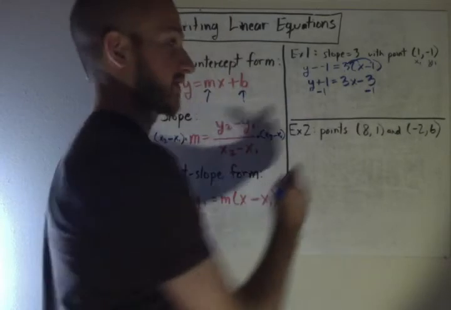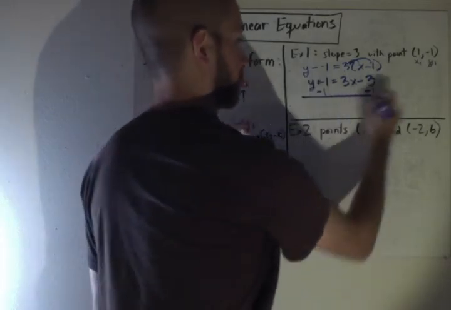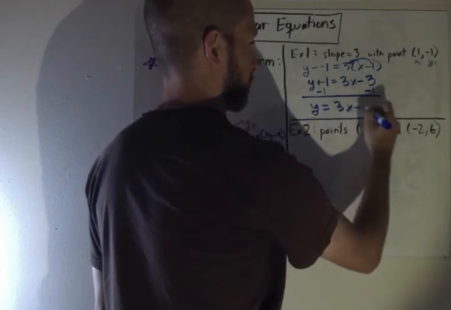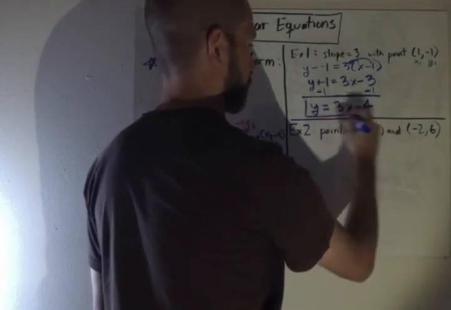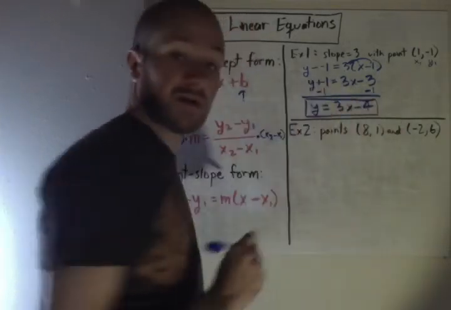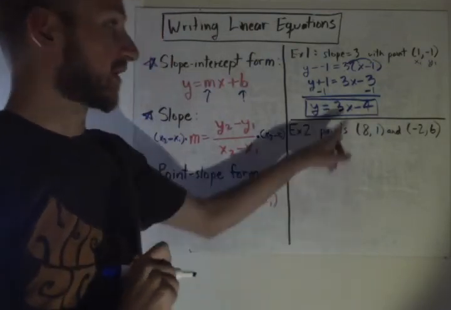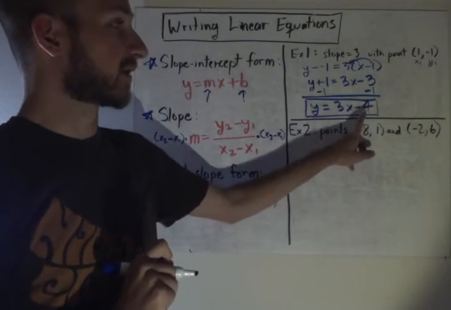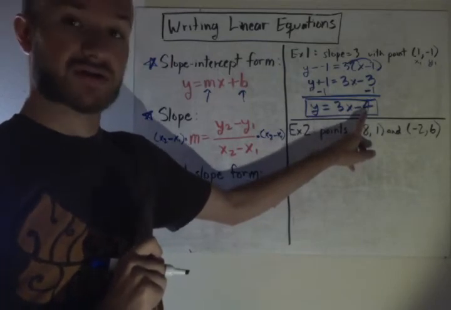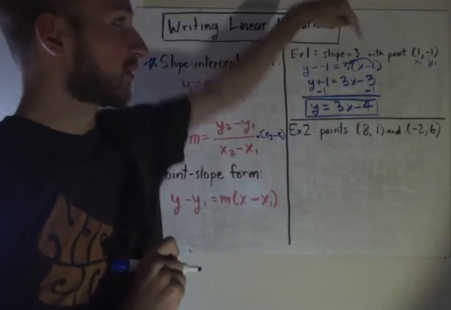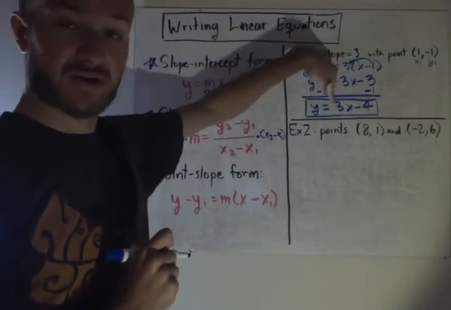Subtract 1 from both sides. And I get y is equal to 3x minus 4. So this would have a slope of 3, a y-intercept of negative 4, and with linear equations, it's always pretty simple to check, did this match what we started with? Well, the slope is 3, so that works out.